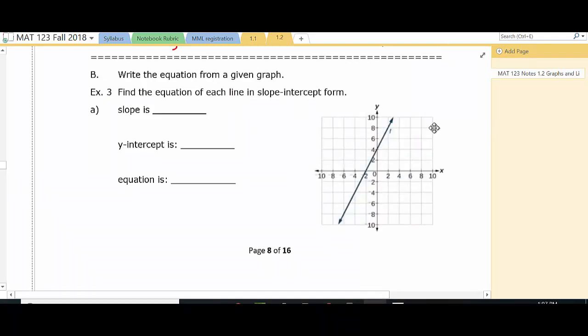Okay, so let's go down to this next example here. Now what we're doing on this is just doing this backwards. What you just got through doing was I gave you an equation, you gave me the graph. Now I give you the graph, you give me the equation. Can you tell me by looking at my graph what the y-intercept is? What is it? 4. Thank you. Okay, so let's write that as (0, 4).